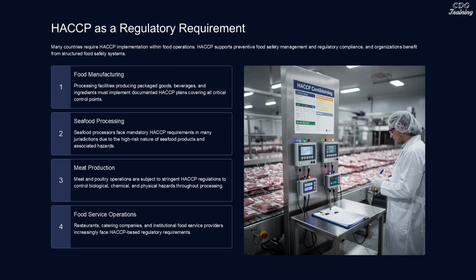HACCP is a regulatory requirement for many food operations, supporting preventive food safety management. It applies to food manufacturing, seafood processing, meat production, and food service operations.